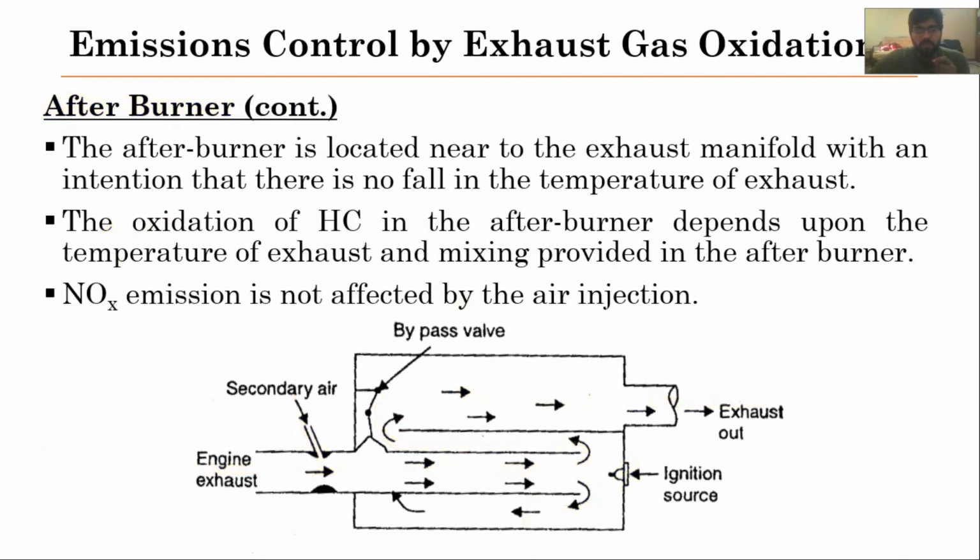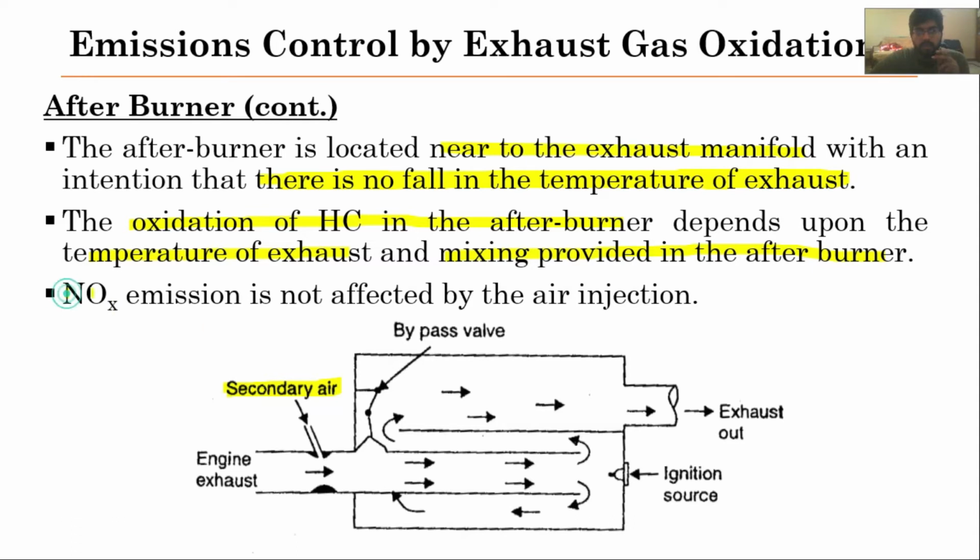So this is how the afterburners are operating. The afterburner is usually located near the exhaust manifold, with the intention that there is no fall in the temperature of the exhaust. The oxidation of hydrocarbon in the afterburner depends upon the temperature of the exhaust and the mixing provided in the afterburner, the mixing of the secondary air we are talking about here.